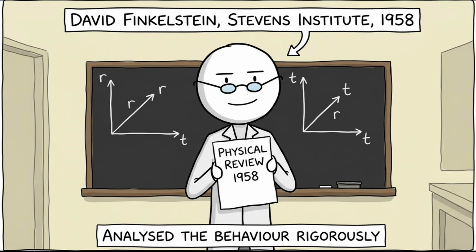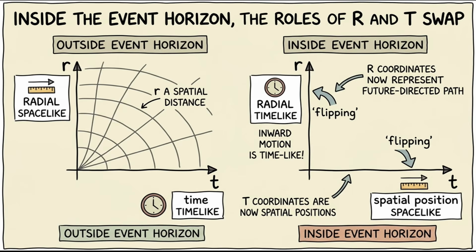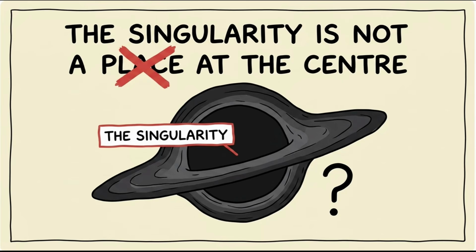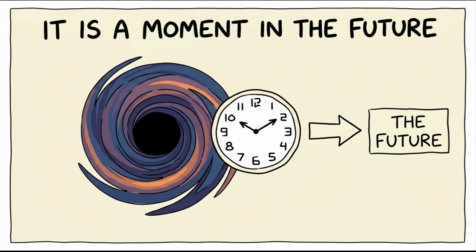The behavior was first analyzed rigorously by David Finkelstein at the Stevens Institute of Technology in 1958, published in Physical Review. He showed that inside the event horizon, the roles of the r and t coordinates swap in every physically valid coordinate chart. Every time-like world line inside must terminate at r = 0. The singularity is not a place at the center. It is a moment in the future.